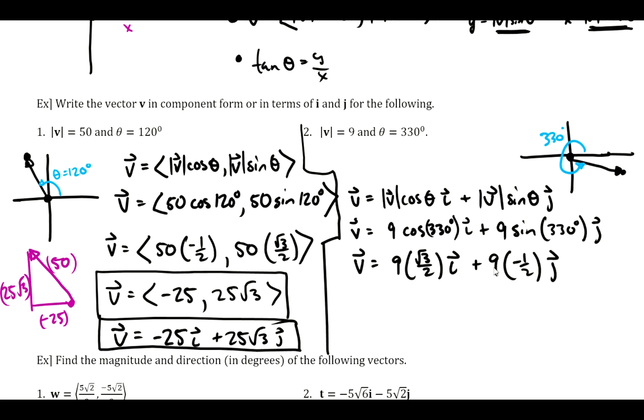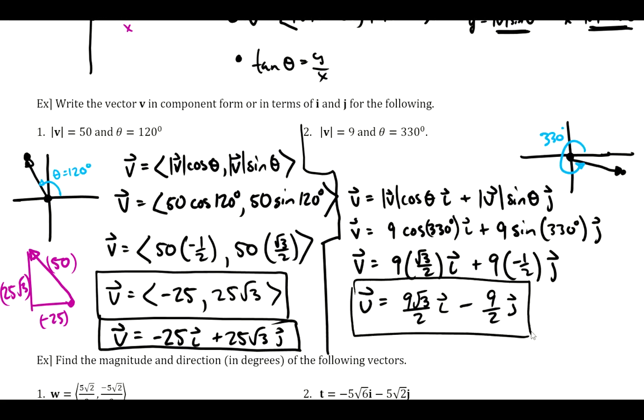And so nothing really simplifies nicely here, but we would want to make sure our signs are correct and write this as a single fraction. So it's 9 radical 3 over 2 i, and then minus 9 over 2 j. All right, so there it is in terms of i and j.